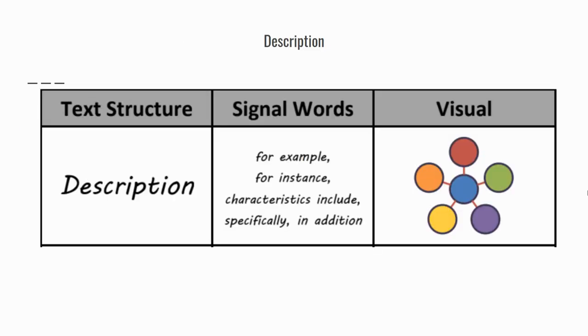So we're going to start with a description. Some of the signal words that you're going to look for are, for example, for instance, characteristics include, specifically, in addition. Anything that you can use to describe, a transition word to describe something. Okay. The visual here is your little graphic organizer that you are going to use to help jot down those description items, okay, the characteristics.